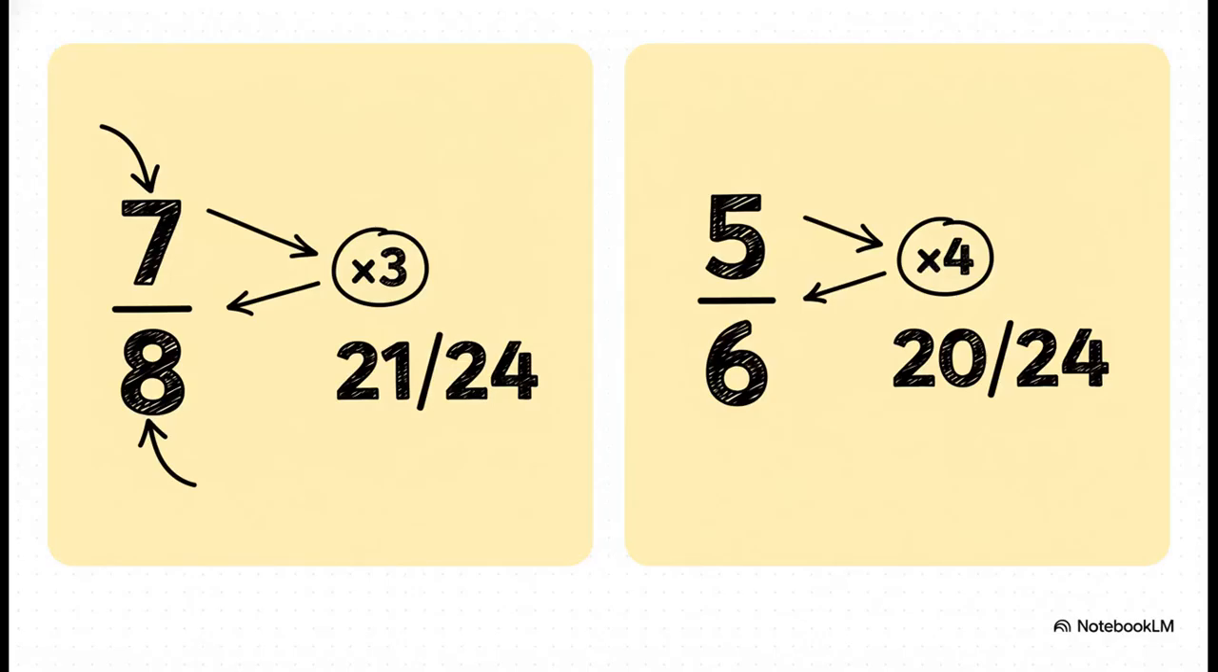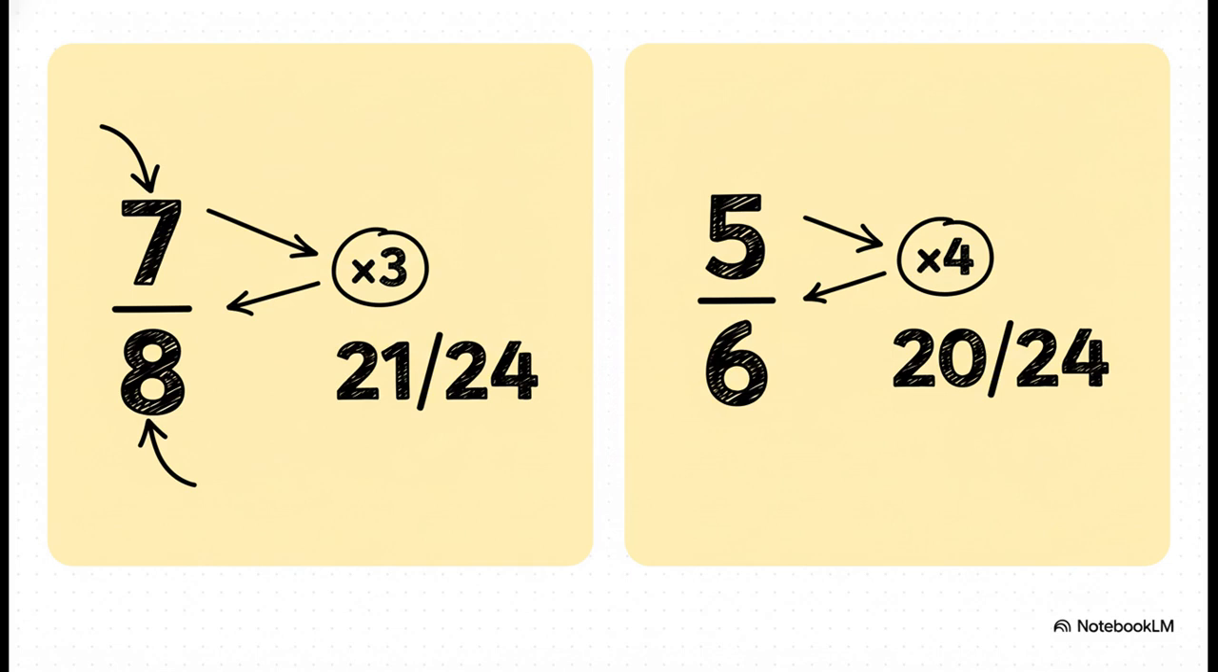And here, this is where it all clicks into place. We want to get both fractions to have 24 on the bottom. So for 7 over 8, we multiply the top and bottom by 3. That gives us 21 over 24. For 5 over 6, we multiply the top and bottom by 4. That gives us 20 over 24.